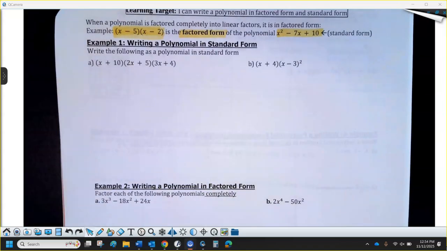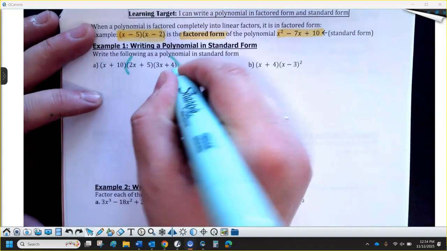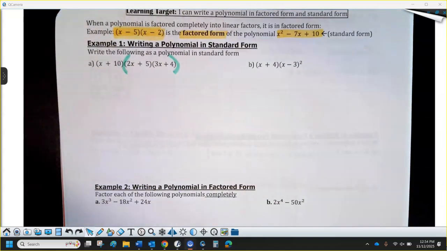You can do this in any order. This is just my recommendation. I just do two at a time, and I usually do the two that are on the end of the problem. And then what that'll create in that situation is a quadratic. And then I go back, and it's basically like the last example we were doing yesterday. I'm going to multiply x plus 10 by the result.